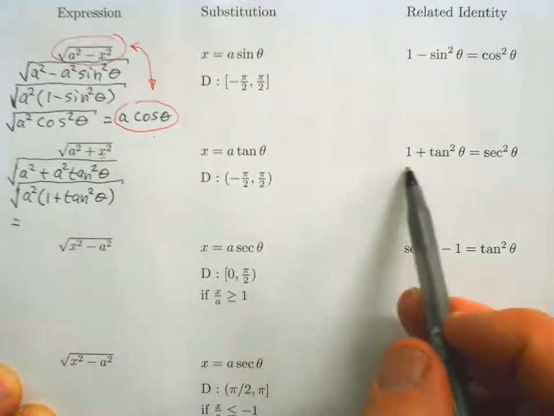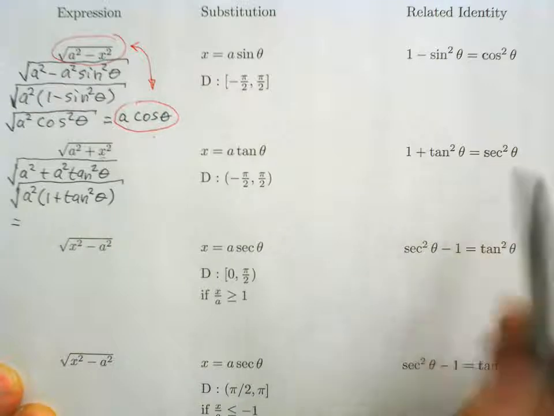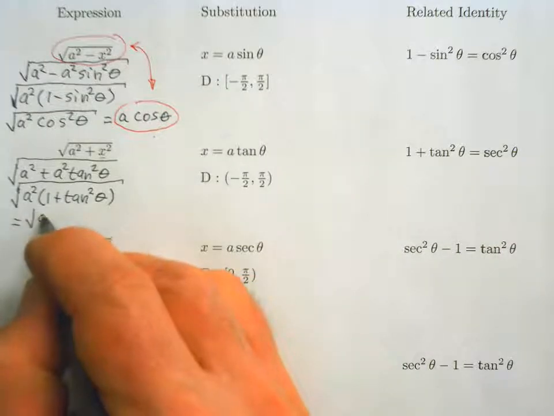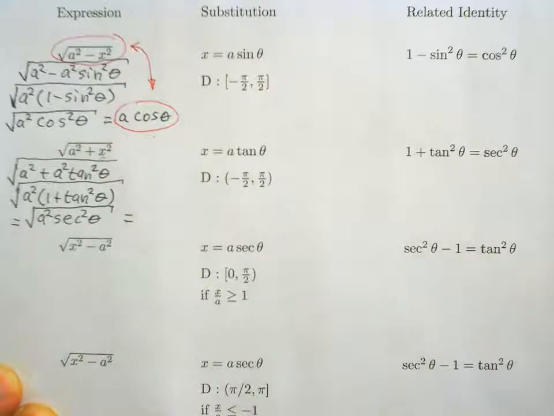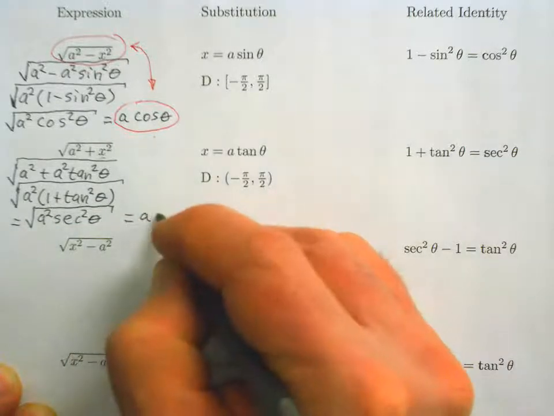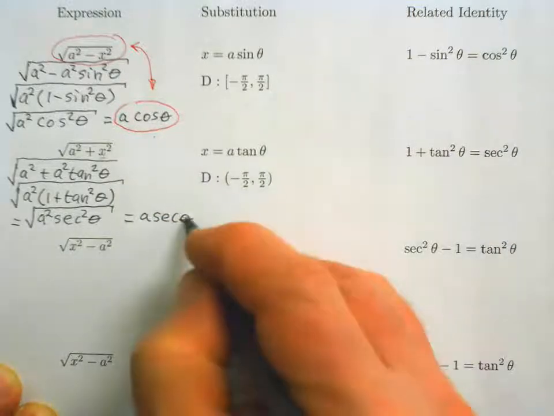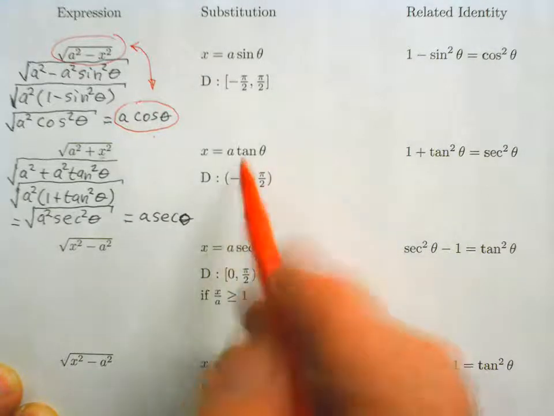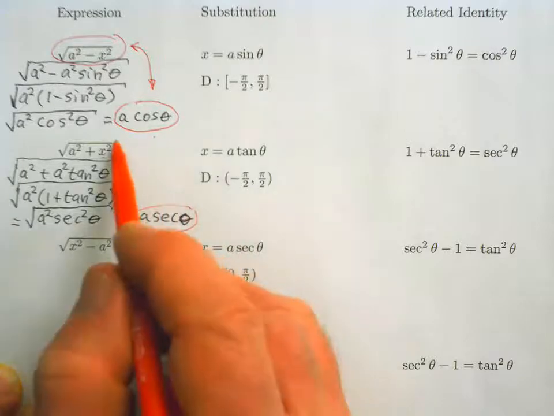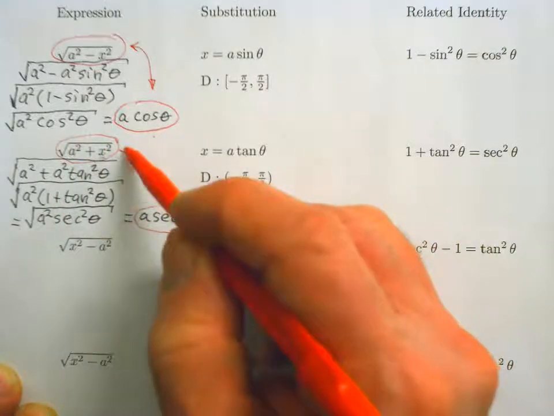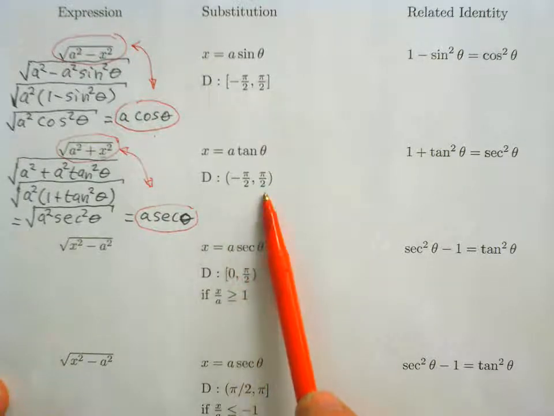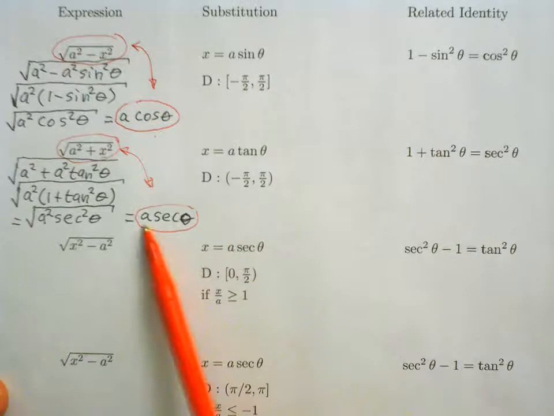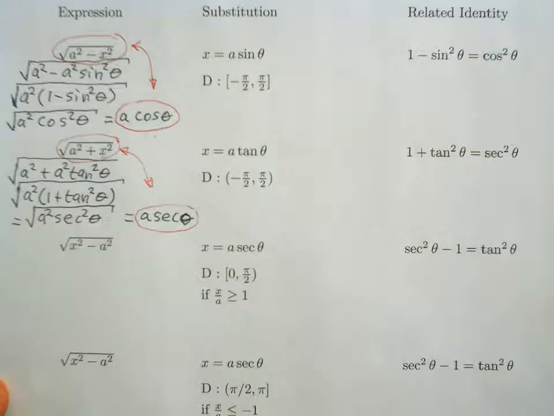And then we use this identity over here, 1 plus tangent of theta squared equals secant of theta squared. So we write this as the square root of a squared times secant of theta squared. And then the square root of a squared times secant of theta squared is a times secant of theta. So once again, by making that substitution, we end up with a times secant of theta, which appears to be simpler than the square root of a squared plus x squared. Also on the interval from negative pi over 2 to pi over 2, secant of theta is positive, so we don't need the absolute value symbols around secant of theta when we take the square root.